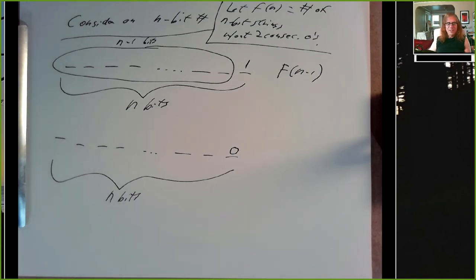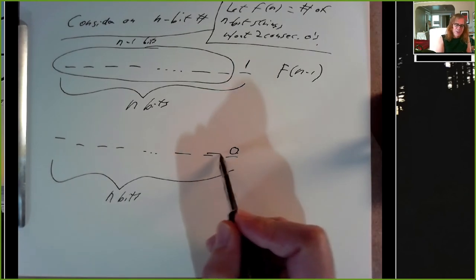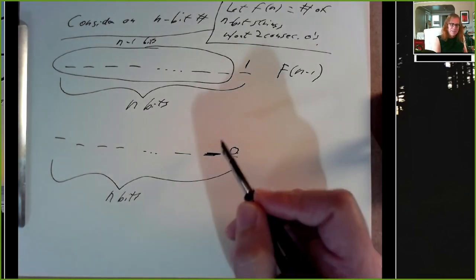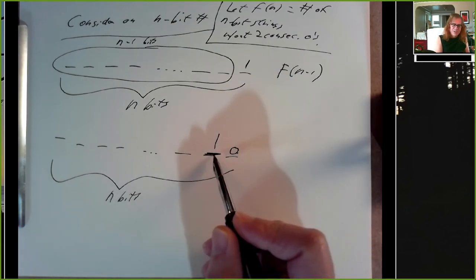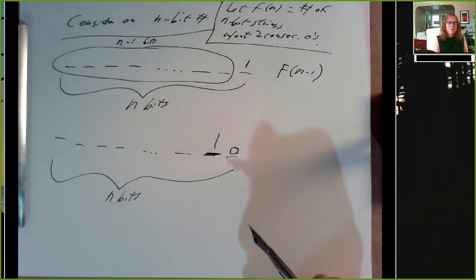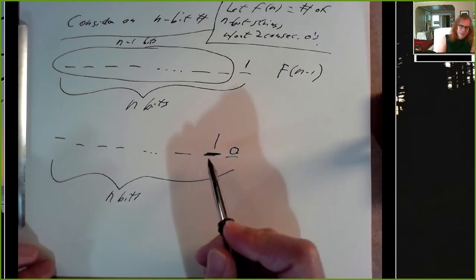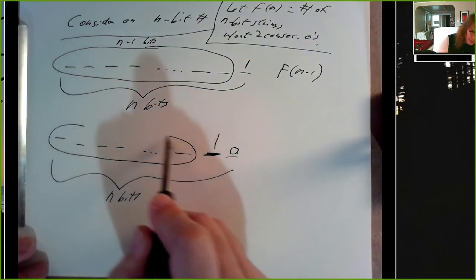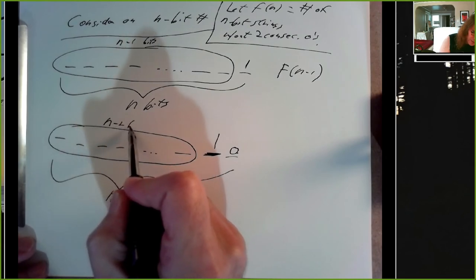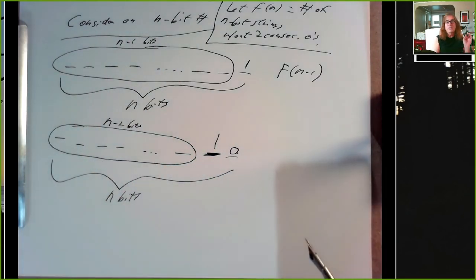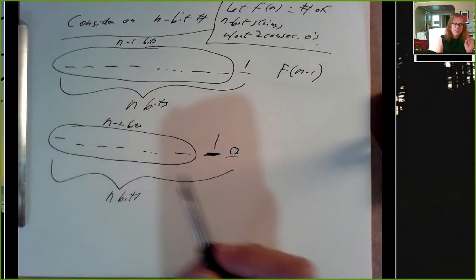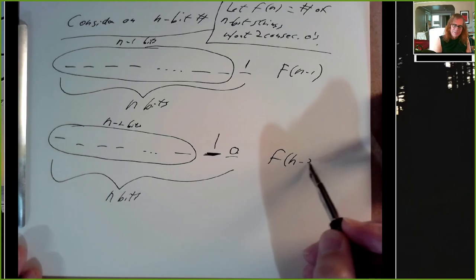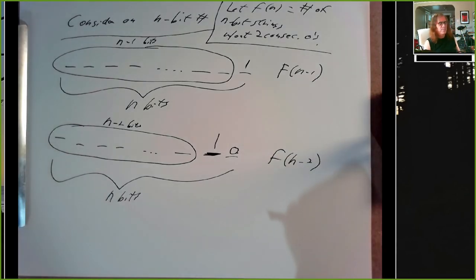On the other hand, if we have an n-bit number that ends with a 0, what do we know the value of this bit is? It's got to be a 1. Because if this bit was a 0, there's two consecutive zeros, and that's not allowed. So if we have an n-bit number ending with a 0, we know that this bit is a 1, but then we can choose these remaining n minus 2 bits any way that we want, as long as there's no consecutive zeros in here. So how many n minus 2 bit strings are there without consecutive zeros? f of n minus 2.